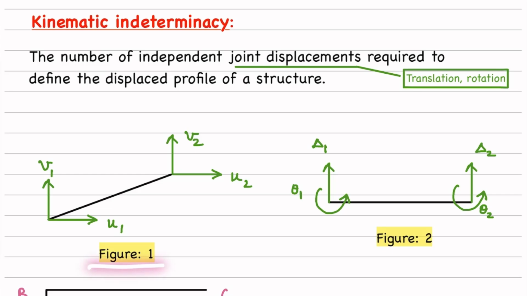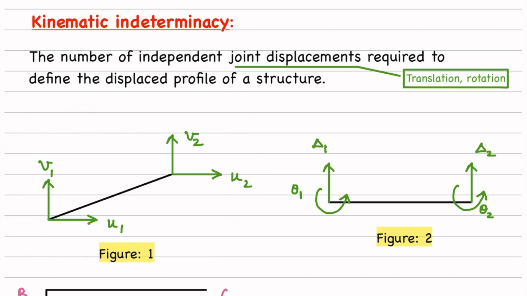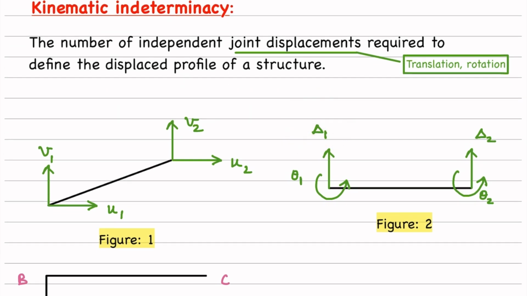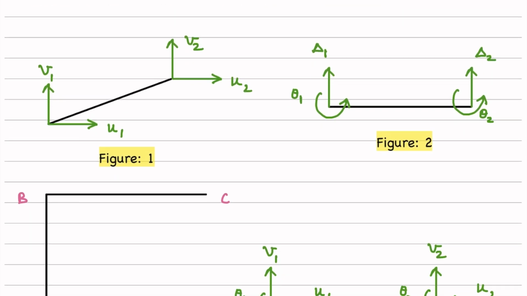And figures 1 and 2 show the degrees of freedom we usually consider for a truss element and a beam element. Here we have a truss element, wherein we require two translations at every joint, and for a beam element we require the transverse degree of freedom, that is, transverse displacement along the y direction, and then the rotation about the z axis. This is what it takes for each joint of a beam element.